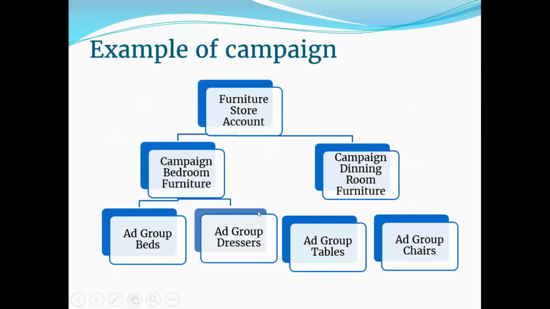Now, please write down the campaign structure as an example here. Furniture store is my account. What is the ad group? Bedroom furniture, dining room furniture. In this one, we can add groups like beds and dressers, tables and chairs. In this, we create a number of keywords. Each ad group has a number of keywords. Take this example. So here, I take an example for a furniture store. Look here, I am showing here.